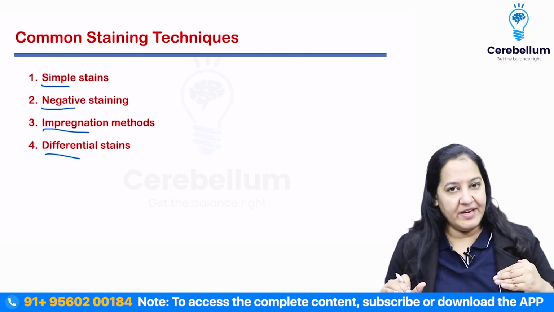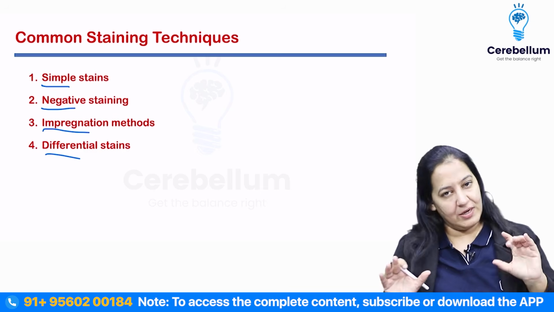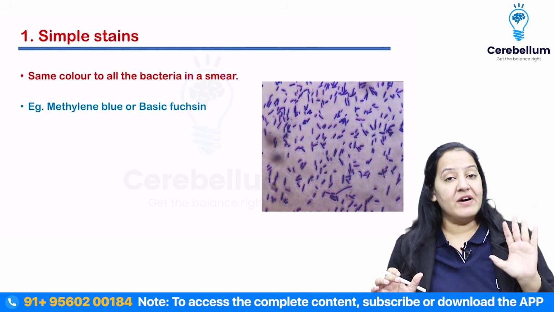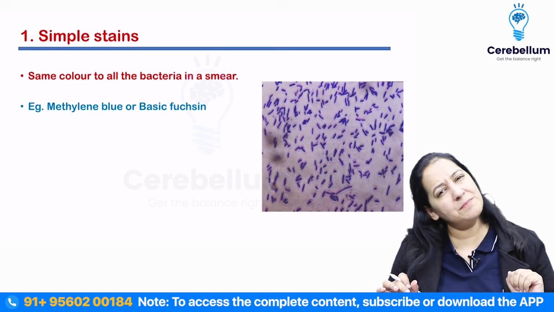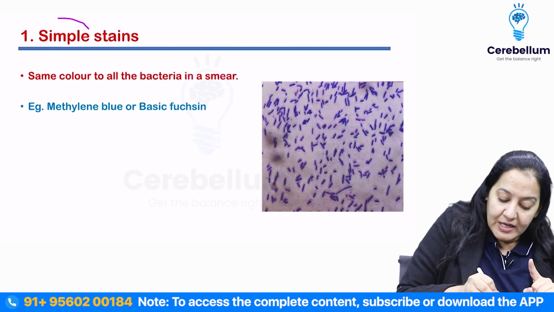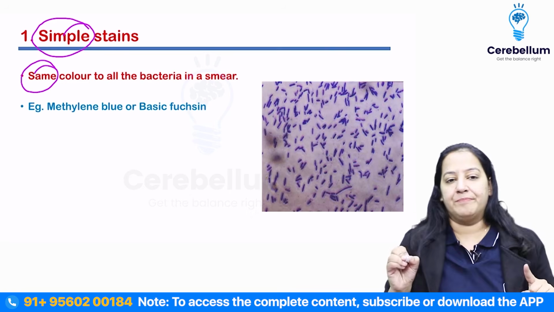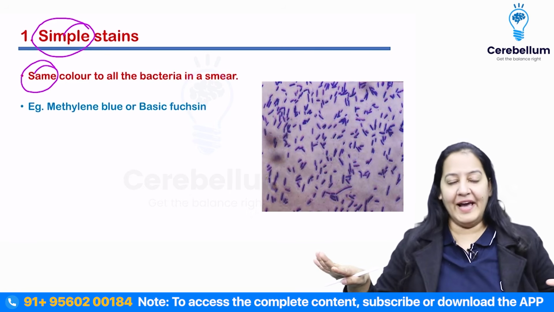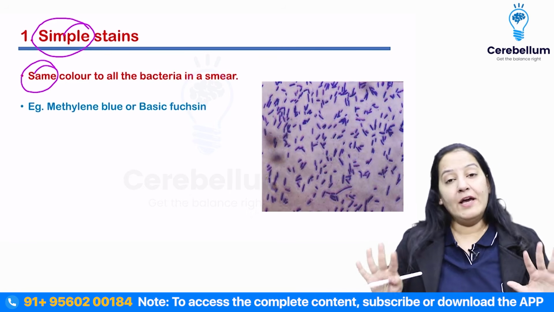So here I will show you various images of various staining techniques. You have to learn that image also, right? So the first one is the simple stain. Why is simple stain known as simple? What is the meaning of simple? Simple means it gives the same color to all bacteria. All bacteria are uniform, like school children in uniform. They all are the same color.